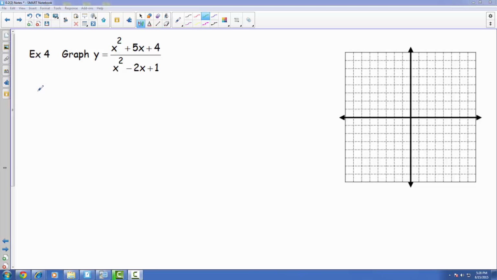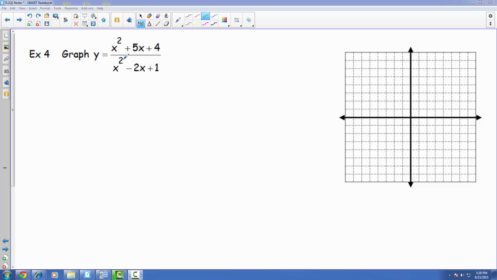Now we're at example 4 from our 0.2 number 2 set of notes. We're asked to graph this rational function. And just looking at the rational function, if we're looking at our horizontal asymptote, we see that the degrees are exactly the same.